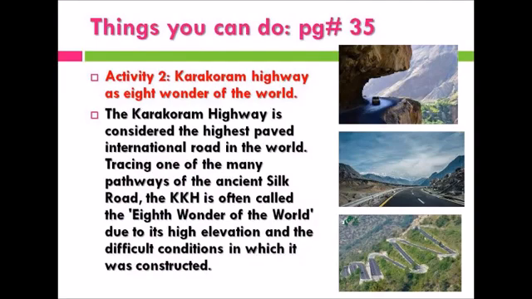Next one is things you can do. Page number 31. First activity is working in pairs. Collect pictures and information about the important places in the country. Note any features of special interest. Use your information to make a poster to display on the classboard. This is a classroom activity, so after vacation we will do this activity in the classroom.